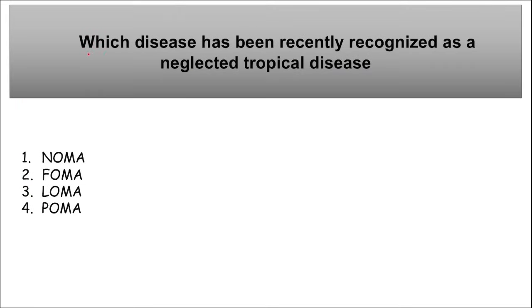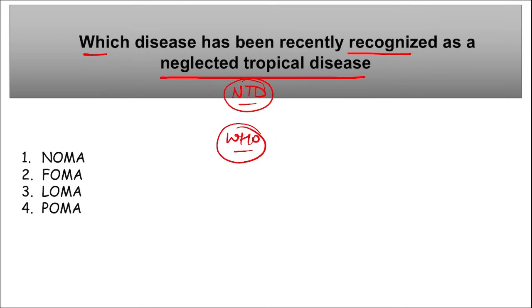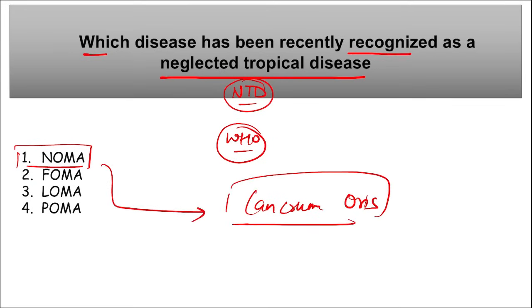Next is, which disease has been recently recognized as a neglected tropical disease? What is the name of the disease that has been recently recognized as a neglected tropical disease, NTD? It was recognized by WHO, the World Health Organization, and they have officially recognized Noma, also known as Cancrum oris. This is also the name of Noma, Cancrum oris. It has been recently recognized as a neglected tropical disease.